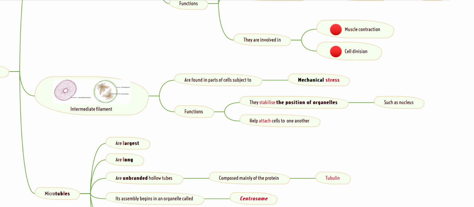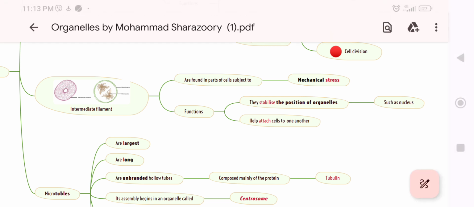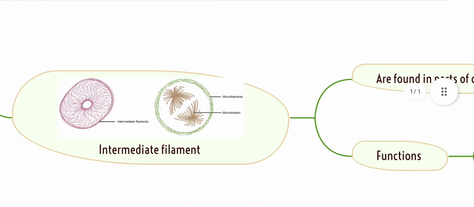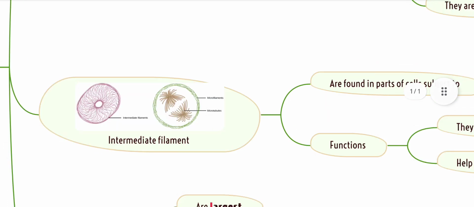Okay, functions of them. They stabilize the position of organelles such as the nucleus and help attach cells to one another. So they have two main functions, okay? They stabilize the position of organelles, such as the nucleus. So the nucleus is stabilized in its position by intermediate filaments. As you can see, they are like this, stabilizing all the organelles inside the cytosol. Okay, we have to know.